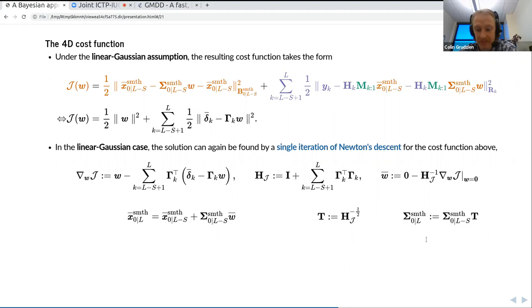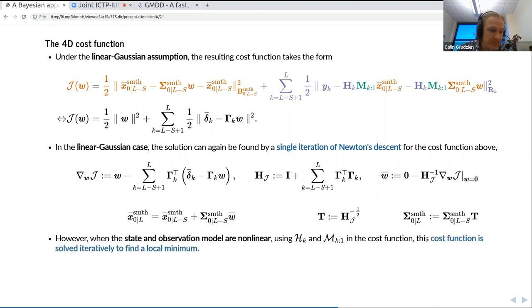And the question then is, again, when the state and observation models are actually nonlinear, that is, let's suppose we wanted to replace these with the original motivating equations, something that's actually realistic of geophysical dynamics, and we want to replace the nonlinear terms in this cost function, then this cost function will be solved iteratively to find a local minimum where it's no longer guaranteed to be quadratic.